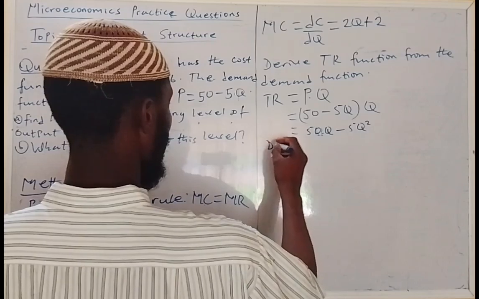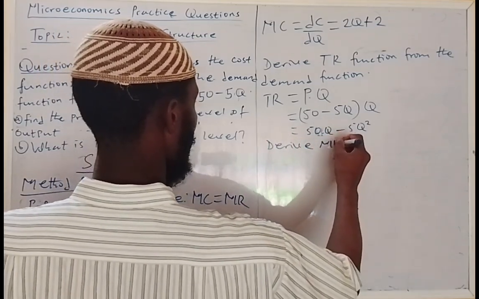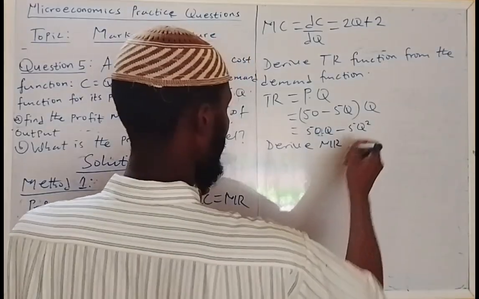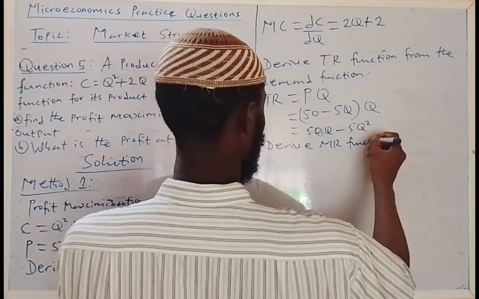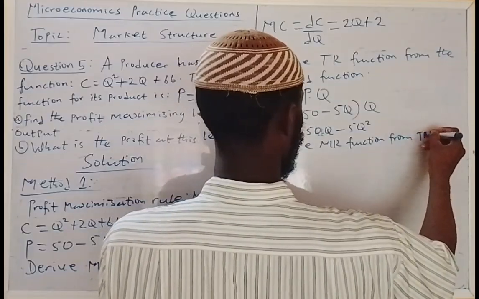So the next thing is to derive the marginal revenue curve, that is the marginal revenue function, from the total revenue function.